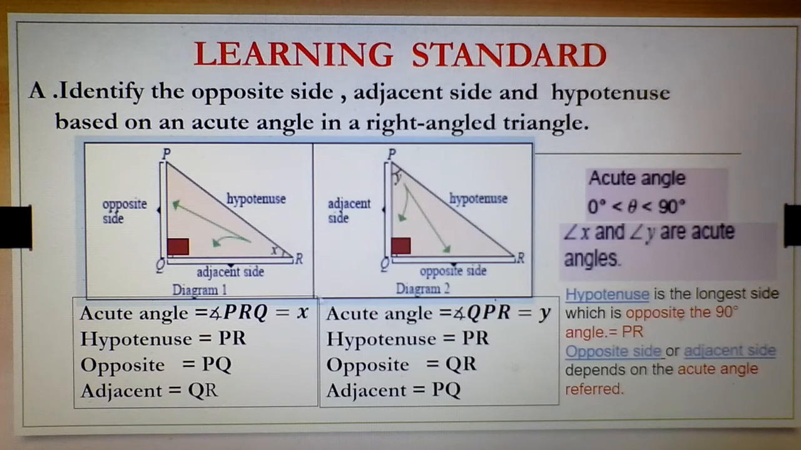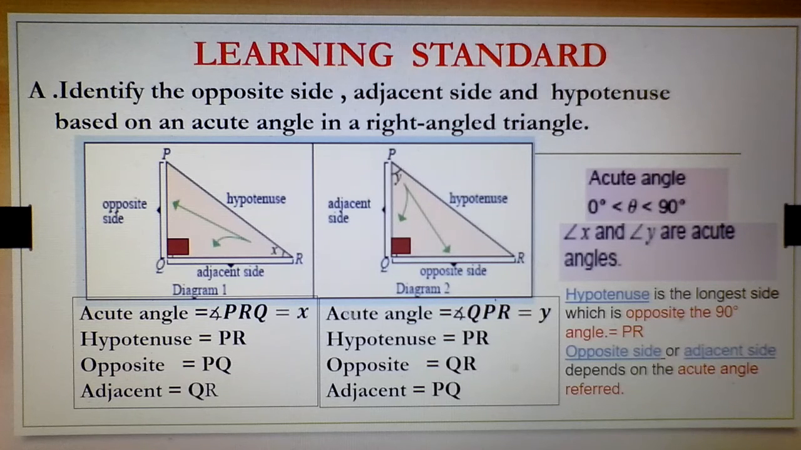So it is very important for you all to know which one is opposite and which one is adjacent. For the hypotenuse, I think it's quite easy to identify: the longest side and opposite to 90 degrees. So that one will be the hypotenuse. Adjacent and opposite depend on which angle you refer to.